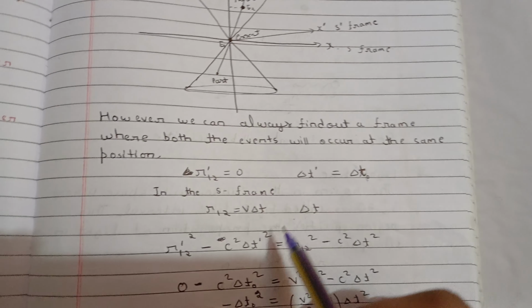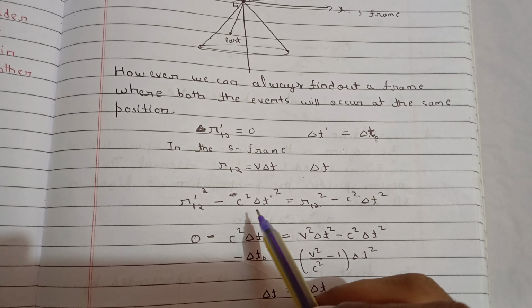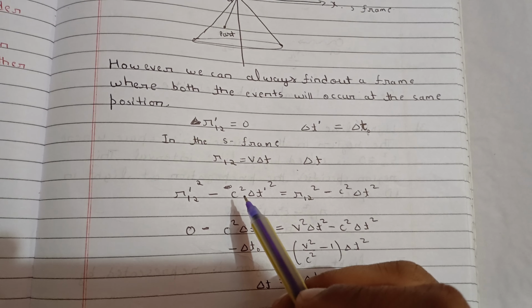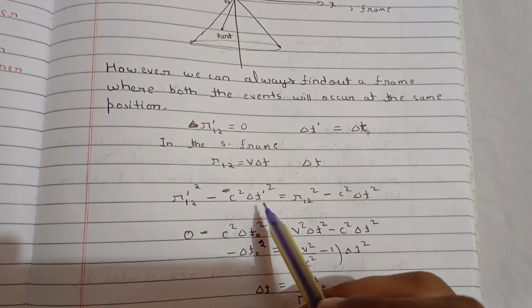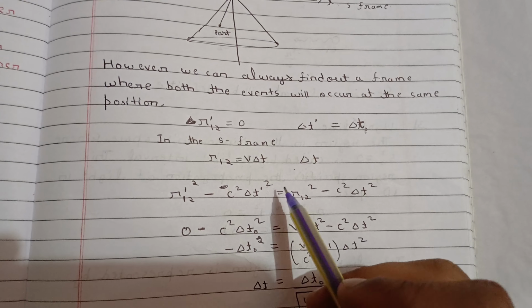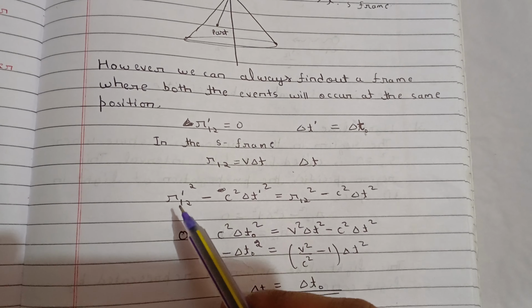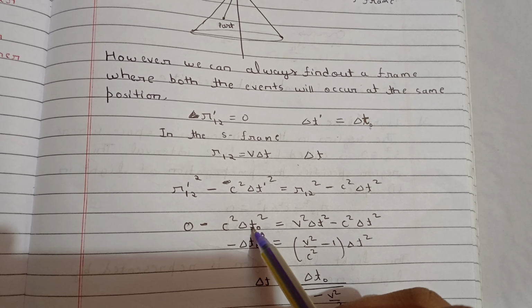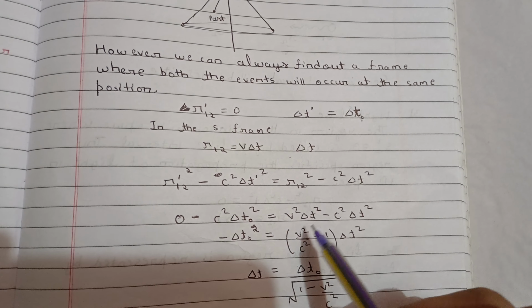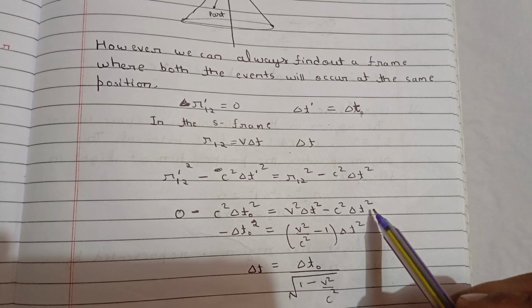Now from the equation we heard that it is invariant in Minkowski's space, so we can write r12 dash square minus c square delta t prime square equal to this. Now we know that r12 prime is 0. Here delta t prime is the real time delta t naught, and here we can write v square delta t square minus c square delta t square.